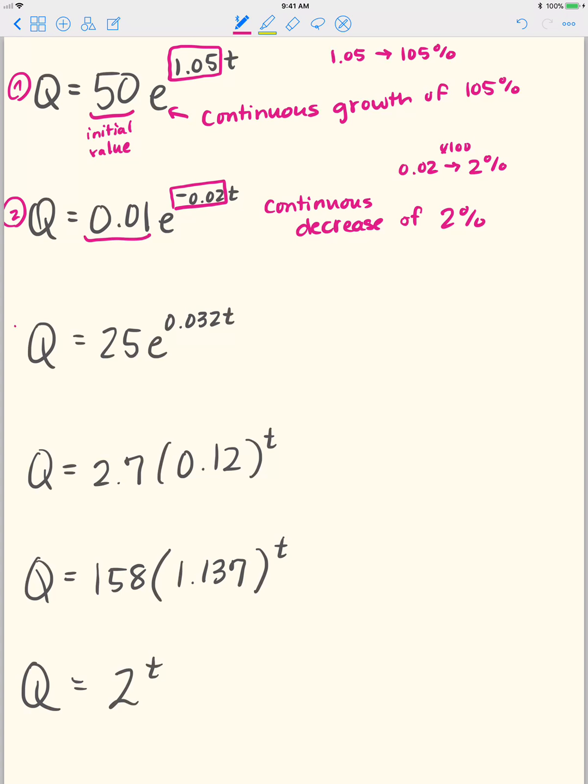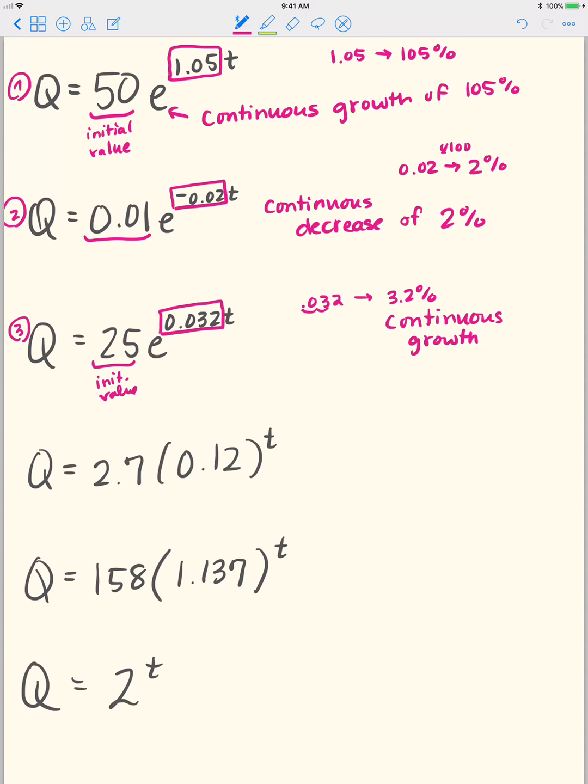Okay, same for the next one. This third example, initial value of 25, and e has a power of 0.032t. So if you take 0.032, change it to a percent, multiply it by 100, move the decimal place right twice, it's a 3.2% continuous. Again, the word continuous is key here. Some kind of continuous growth or increase for this function.